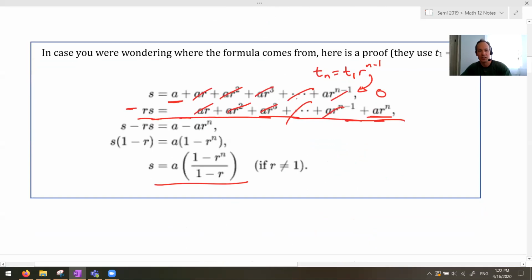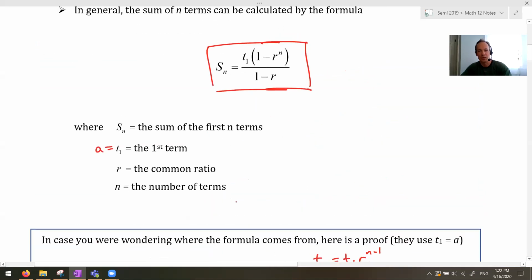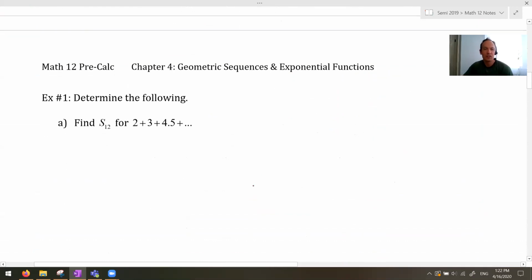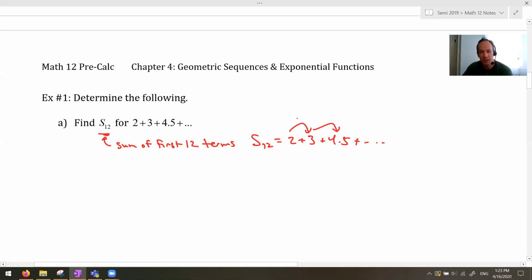That's the nice result. These people again have a. The brackets are in a little bit of a different position, but whatever. Okay, so a quick little example here. Determine the following. If I had a geometric series going 2 plus 3 plus 4.5 plus 5, and I wanted to know S12, this is like saying the sum of the first 12 terms. That would look like S12 equals 2 plus 3 plus 4.5 plus the next term. I don't even want to think about it, but I do know r, the repeating ratio here.